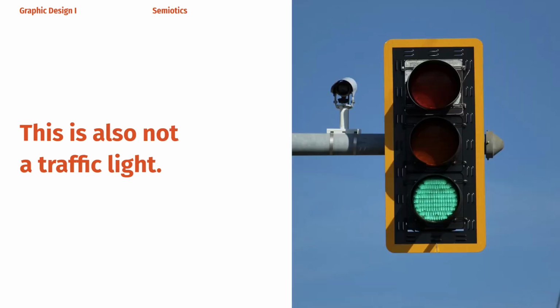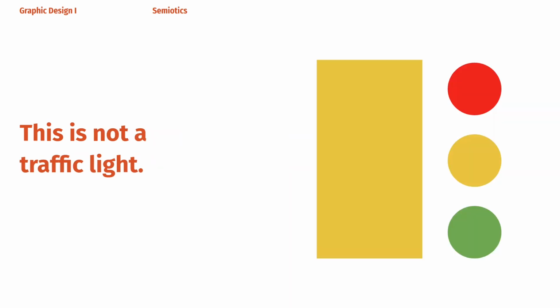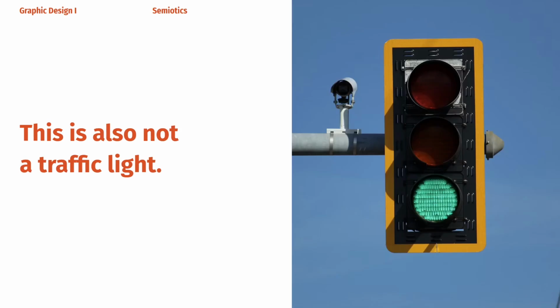So I can show you this, and you can see that these two images are similar. But this is also not a traffic light. This is a photograph of a traffic light. So this is a sign for that thing, that physical thing in real life.